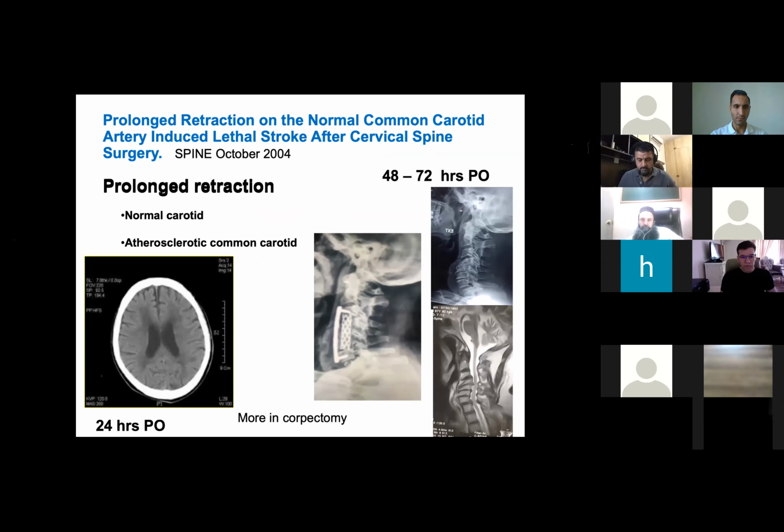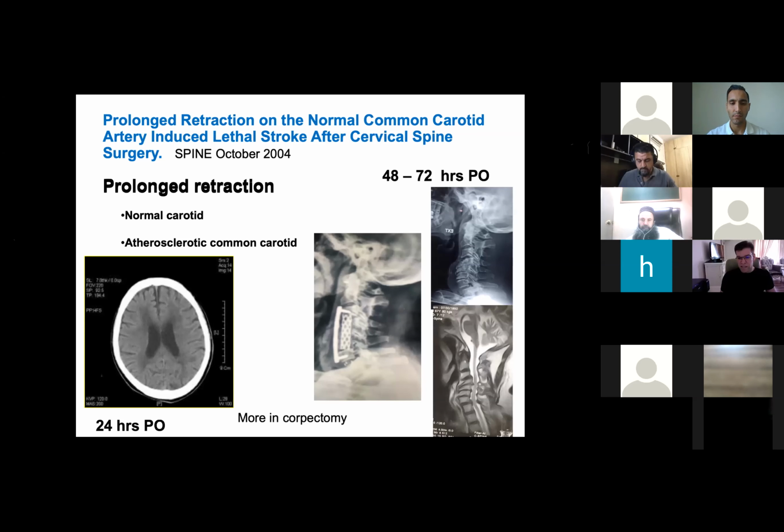Another issue that can happen is with prolonged retractions. This is a case series published in Spine in 2004. It shows that the patient developed a lethal stroke after cervical spine surgery due to prolonged retraction of the common carotid artery. This is on the left side of the screen.